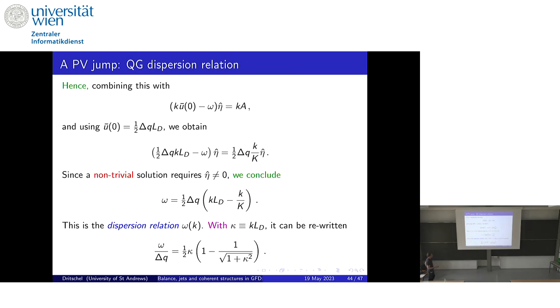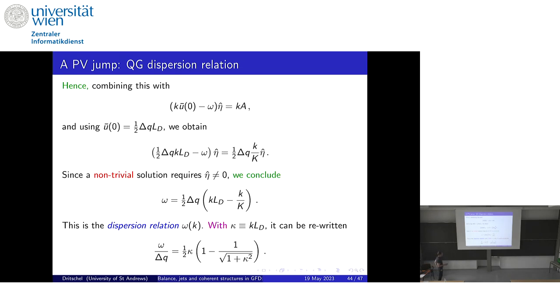It looks ugly, but you can then rewrite this with a scaled wave number, which is k times the deformation length. You can write that the frequency divided by the PV jump is a half times the scaled wave number times this kind of weird factor here. I never remember this form of it. I have to go back and work out where in my notes I wrote this down, but it has some nice properties.